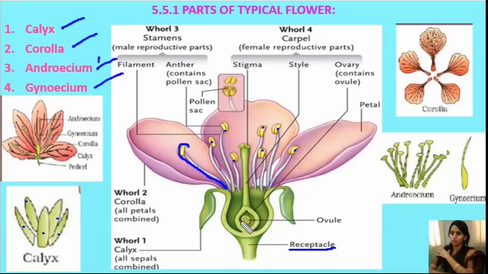This is the ovary, in which ovules are produced. In the ovule, there is an embryo sac called female gametophyte, in which the female gamete, that is egg, is produced. So these are the various parts of a typical flower. Now let us discuss in detail about the calyx.